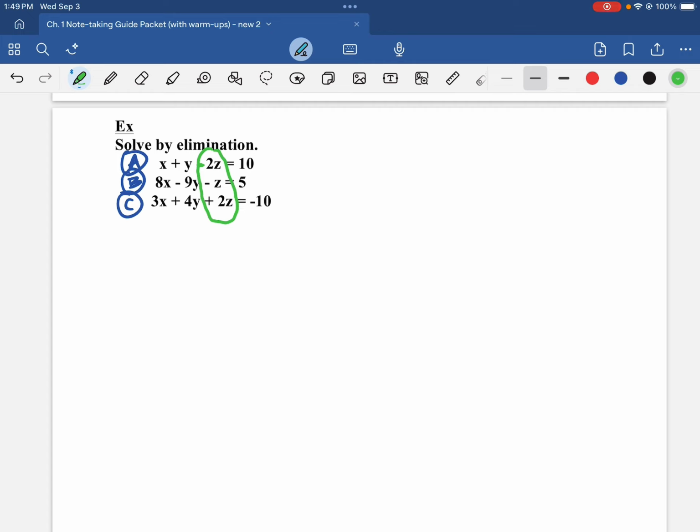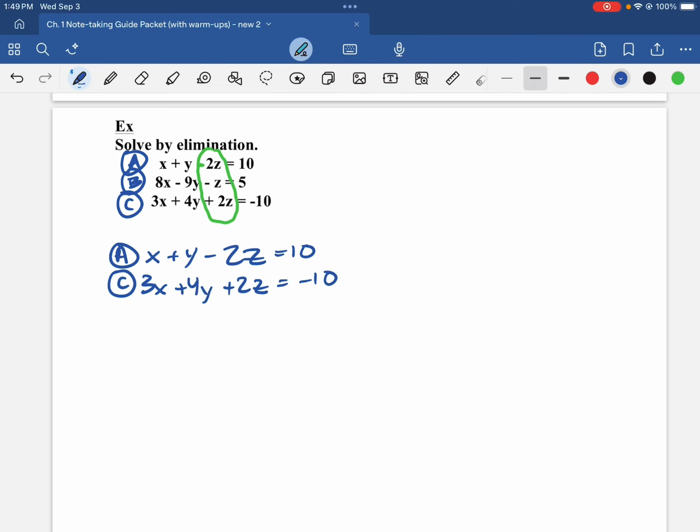Okay, so let's see. I'll start off maybe with A and C because I can see that the z's are already opposites if I use A and C. And I don't have to multiply them by anything. So carefully recopy these equations as they are. Plus 2z equals -10.